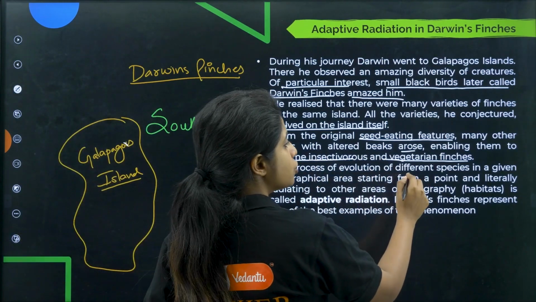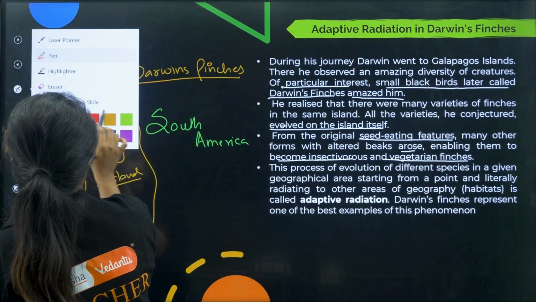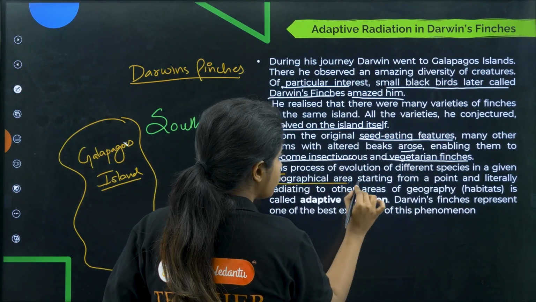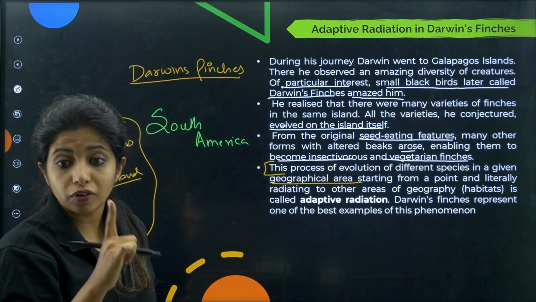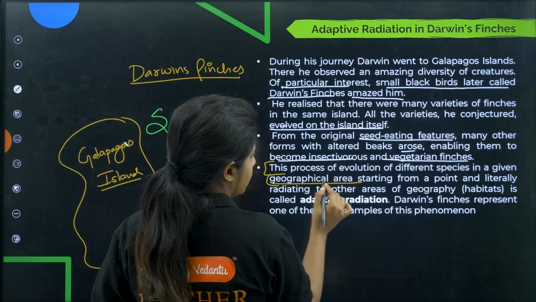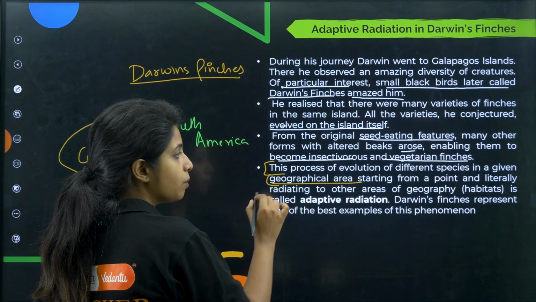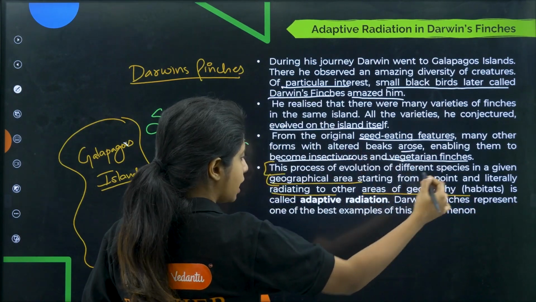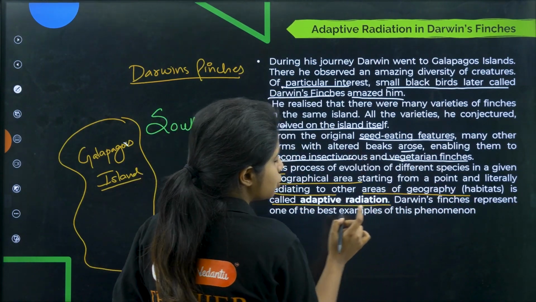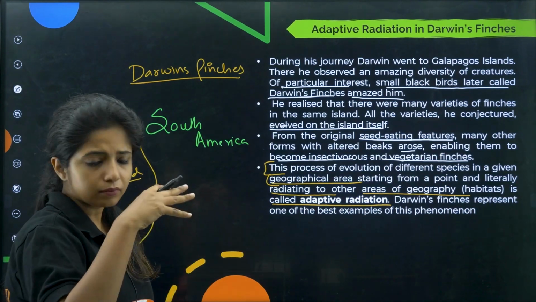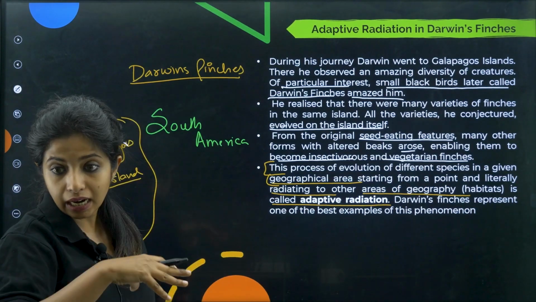This process of evolution of different species, this is important. This process of evolution of different species in a given geographical area, not in multiple areas, please remember that very important thing. In a given geographical area, starting from a point and literally radiating to other areas of the geography, habitats, is known as adaptive radiation. What is it? This process of evolution of different species in a geographical area.